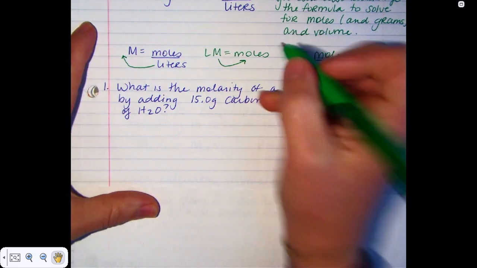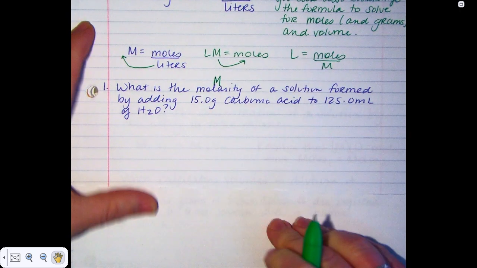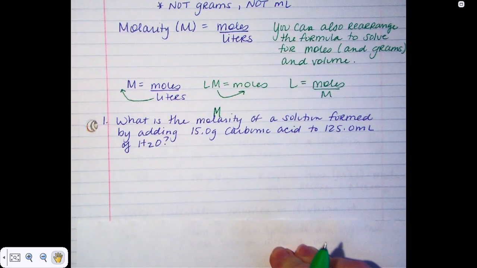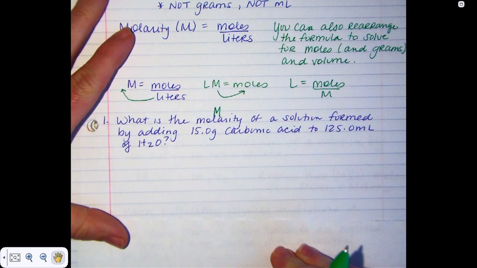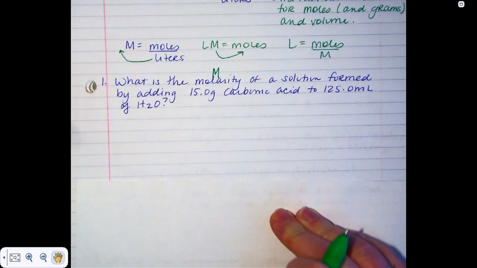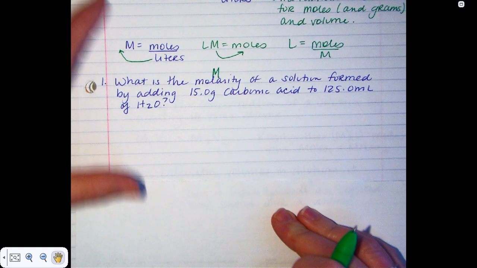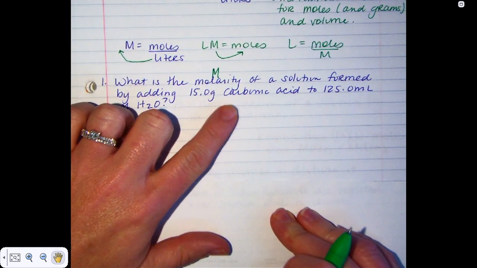I'm asked to solve for molarity, which is my capital M. I know to solve for molarity, I need moles and liters, and I'm given grams and milliliters. So neither of the two things that I actually need. But I have the skills to be able to get both of those things. So first, let's deal with our grams.